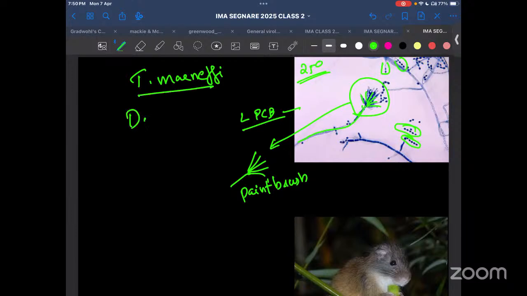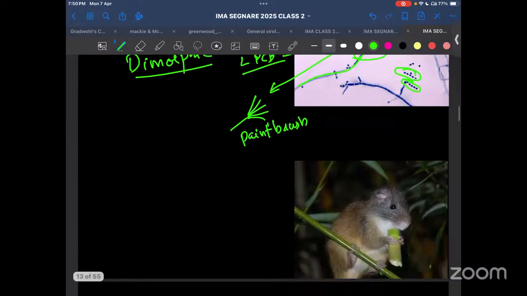This is also a dimorphic fungus. So these are the dimorphic fungi. The first four of them we discussed cause systemic mycosis. Then Sporothrix schenckii causes subcutaneous mycosis, and Talaromyces marneffei produces opportunistic mycosis.